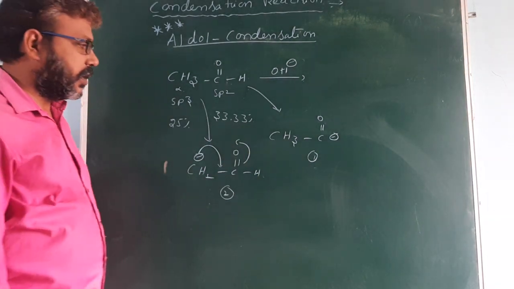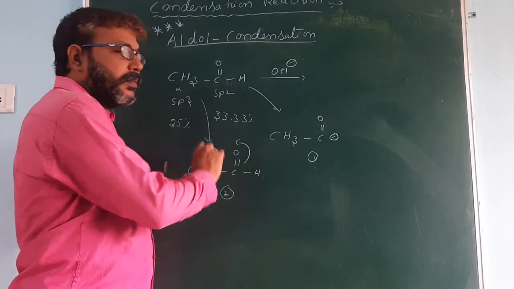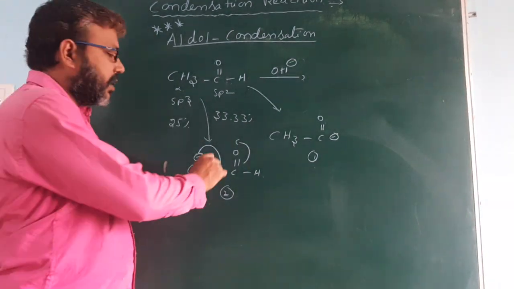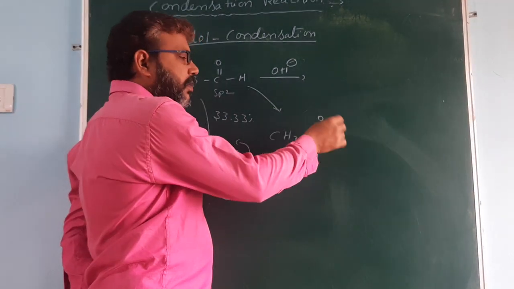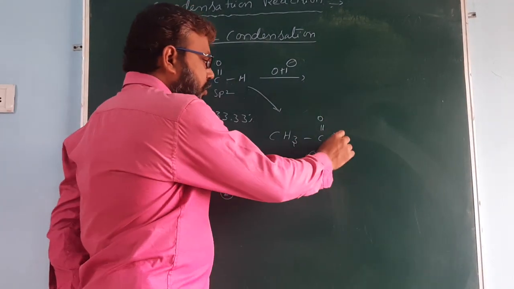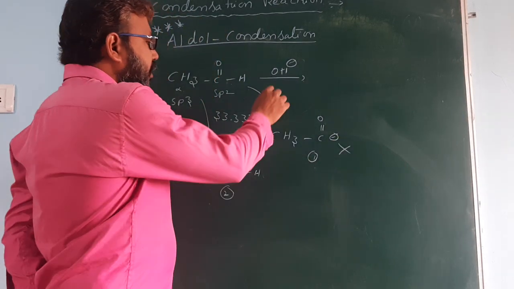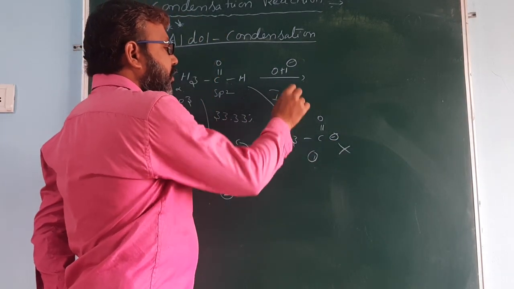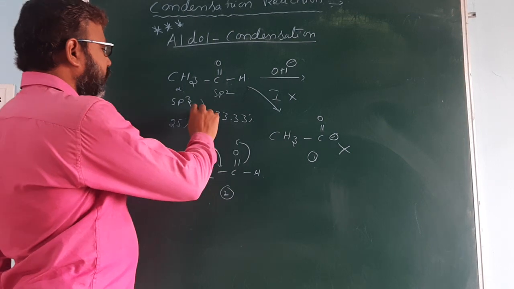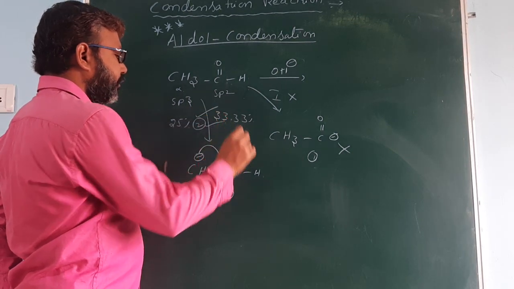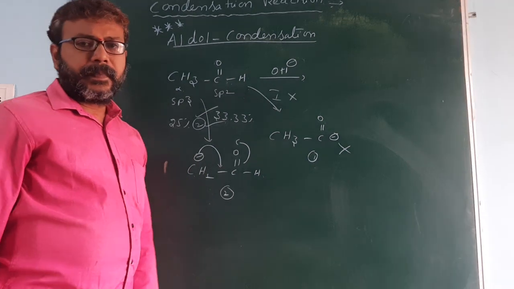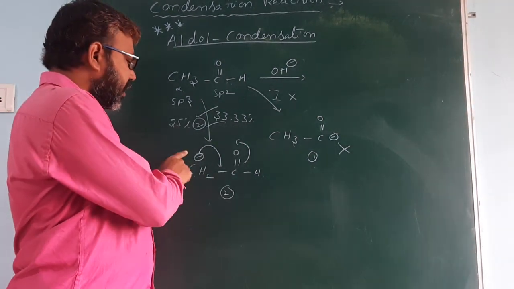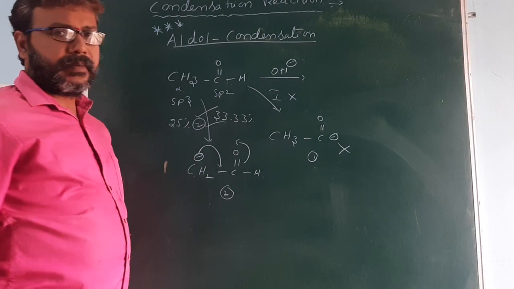With the pi bond, conjugation, it is stabilized by resonance, but here it is not stabilized by resonance. So path 1 is not granted, and path 2 is granted. So we get a carbanion, with the negative charge present on the alpha carbon.